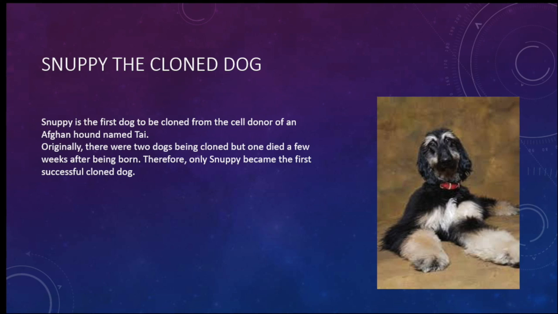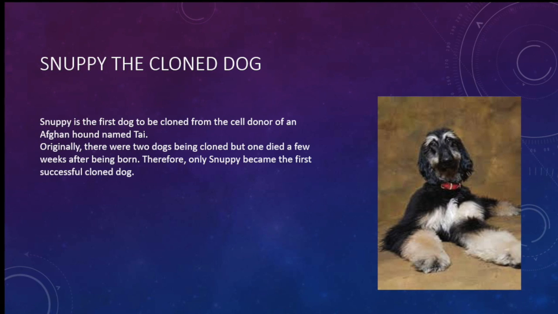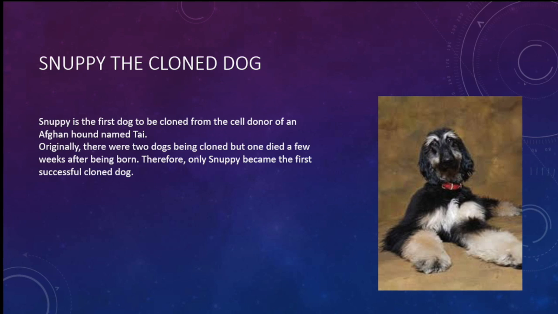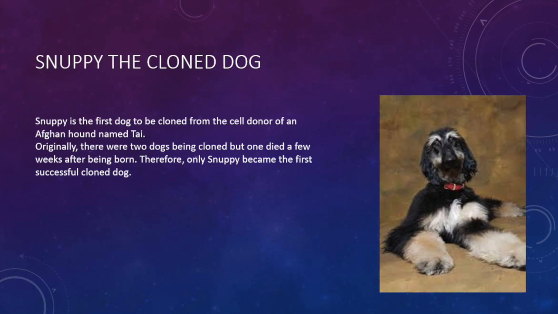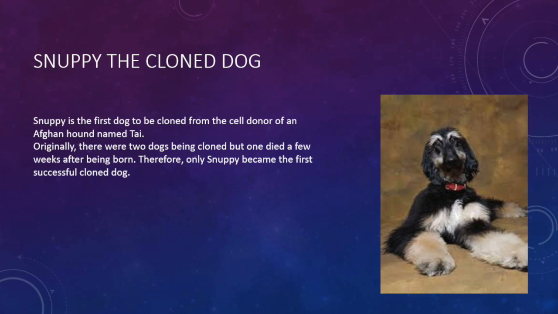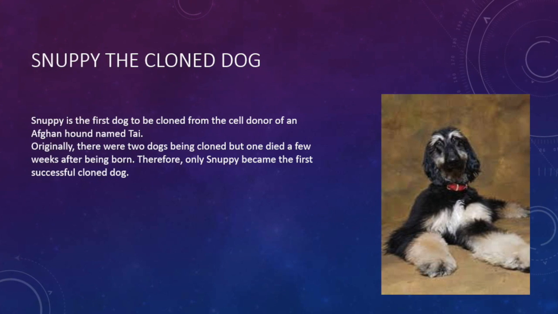Snoopy is the first dog to be cloned, from the cell donor of an Afghan hound named Tide. Originally, there were 2 dogs being cloned, but one died a few weeks after being born. Therefore, only Snoopy became the first successful cloned dog.